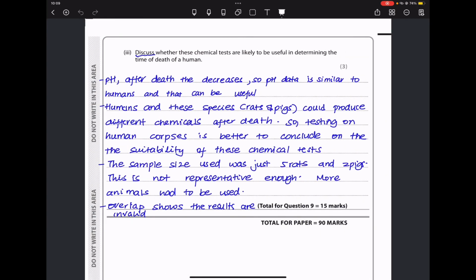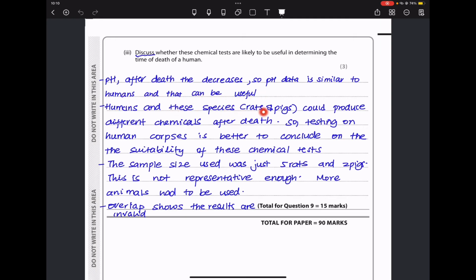Lastly, they say discuss whether these chemical tests are likely to be useful in determining the time of death of humans. So for pH after death, I said pH after death decreases. This is true even for humans, it's going to happen. So pH data is similar to humans, and that can be useful.